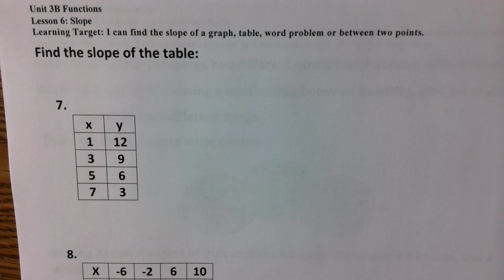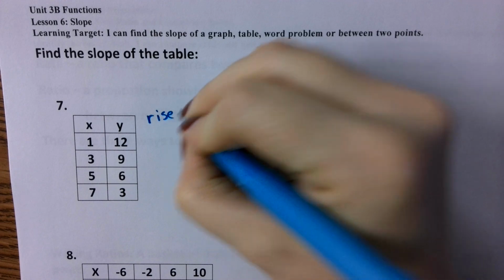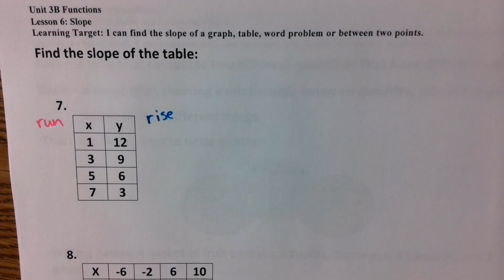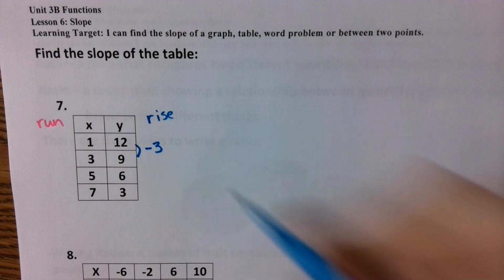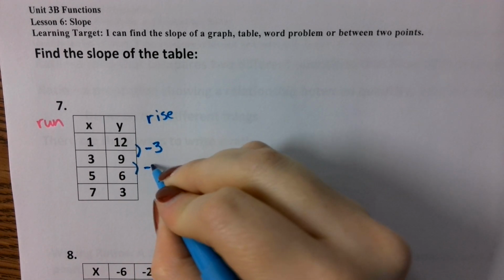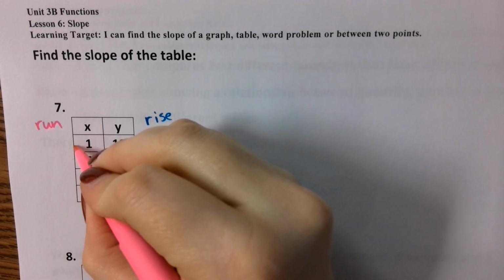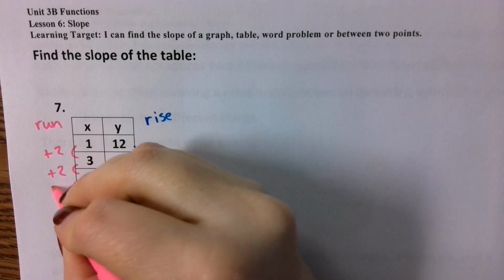All right, let's take a look at table formats, finding our rise and runs from a table. It is no different than doing constant rate of change. Instead of calling it change of y and change of x, you're just saying, hey, this is our rise and this is our run. Our rise in this case seems to be going down. We're decreasing by -3 from each one of these points. And then our run, we are increasing by 2 for each one of these points.